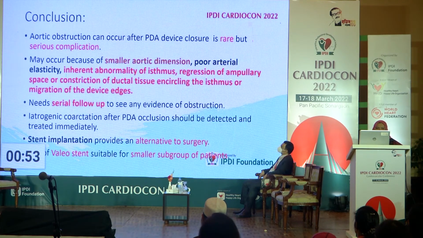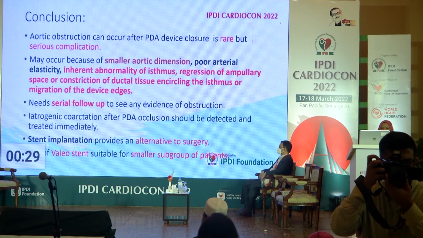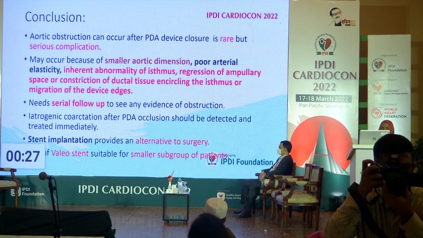So aortic obstruction can occur. It's a rare but serious complication, should not be ignored. It occurs because of the smaller aortic dimension, poor arterial elasticity, inherent abnormality of the isthmus, regression of the ampullary space, constriction of the ductal tissue encircling the isthmus, and migration of the device edges. So it needs serial follow-up to see any evidence of obstruction, and it should be detected and treated immediately.